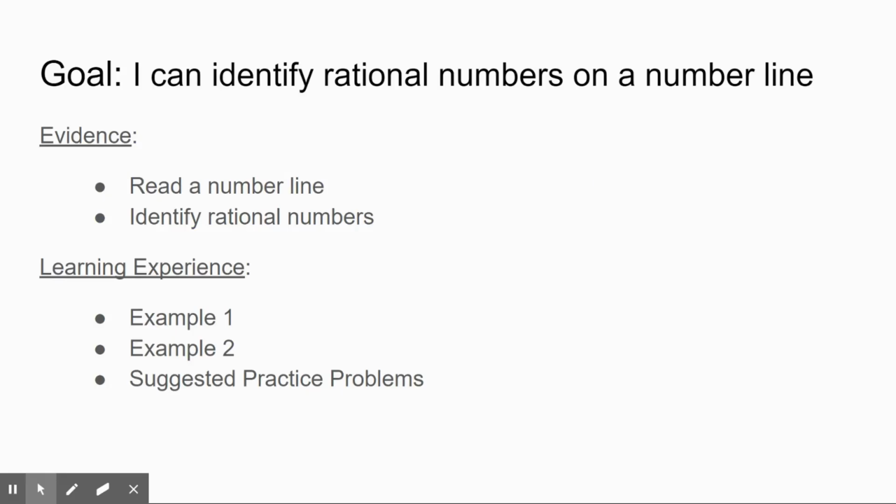We're going to continue working on rational numbers and number lines. This time we're going to identify rational numbers on a number line. So you already have a point somewhere, you have to figure out what it is. Evidence-wise, we're going to figure out how do we even read a number line, and then we'll move into identifying rational numbers. Learning experience-wise, we've got 2 examples, and then you'll have a few problems to try on your own.